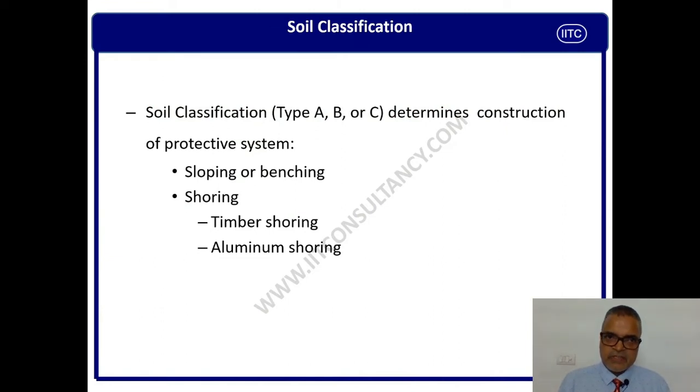Let us start with soil classification. Normally soil is classified as Type A, Type B, Type C, which helps in determining the protective system in the construction industry or during excavation. Sloping or benching, shoring, timber shoring or aluminum shoring can be decided as per the soil type and soil condition. Since you are in the construction industry, probably you are the master of your industry, but it is my duty to tell you the academic requirements.